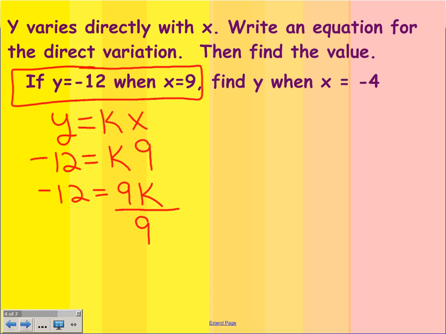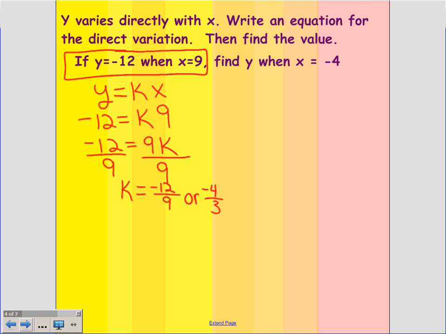When I solve, I divide through by 9, so k is equal to negative 12 ninths, which simplifies because if I divide by 4, I would end up with negative 4 thirds, or negative 1 1/3. Either one of those answers is okay, but do make sure that you simplify negative 12 ninths down to negative 4 thirds. Now, once you have negative 4 thirds, I can substitute that in and create the equation, just like we did in the first two examples. So we've got y is equal to negative 4 thirds x.